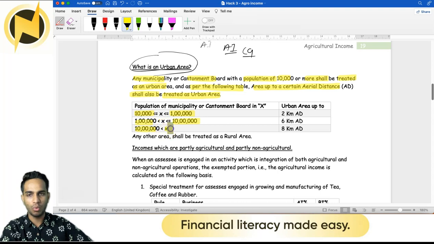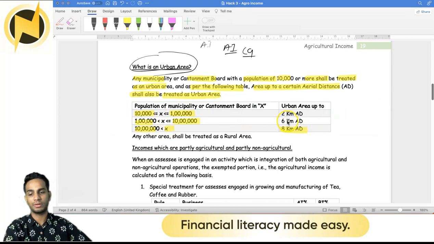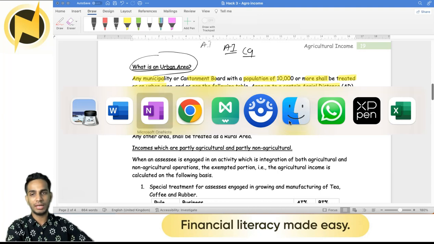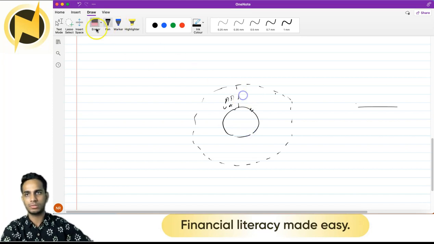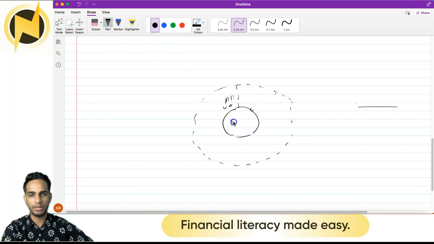If the population is more than 10 lakhs, then up to a distance of 8 kilometers. So I'm just rubbing this off. If my population is greater than 10 lakh, then this is an urban area for sure, and also up to a distance of 8 kilometers will be an urban area. Clear? Simple. That's it.